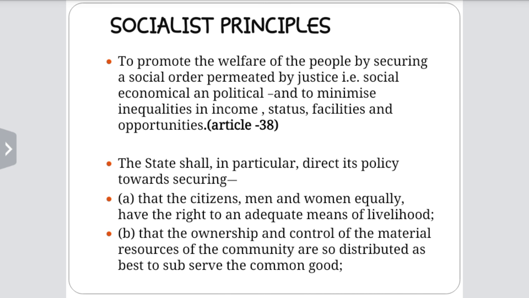Now let us see that 39 article. It states that the state shall in particular direct its policies towards securing the citizens, men and women equally, have the right to adequate means of livelihood. B. That ownership and control of the material resources of a community are so distributed as best to subserve the common good.